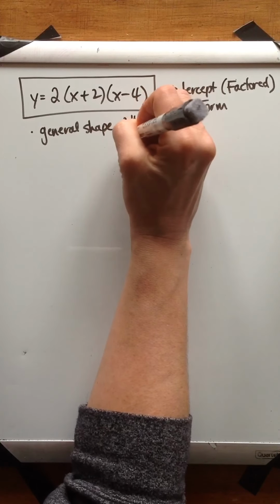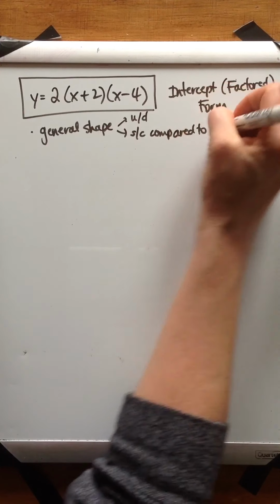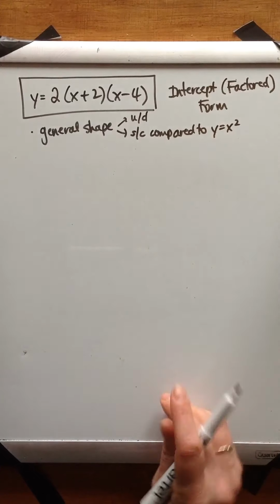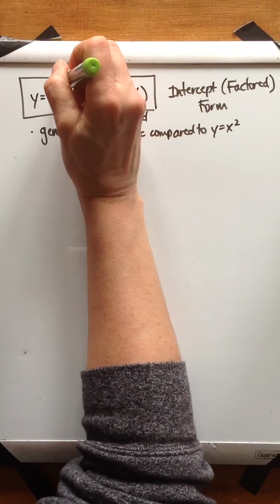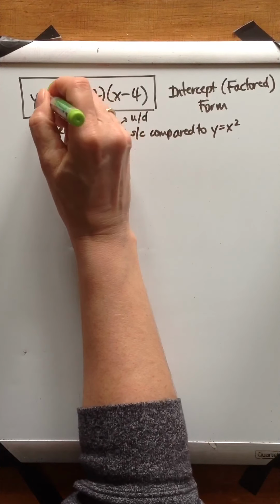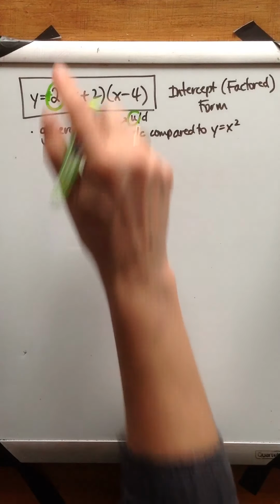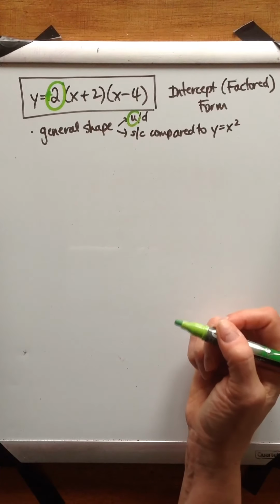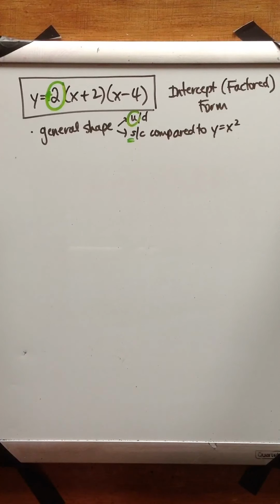And is it stretched or compressed compared to y equals x squared? We get that information, as I just said earlier, right here from the a value. Because it is positive, we know that this is an upward facing parabola. And because it has a value greater than 1, we know that it is stretched compared to y equals x squared. It has a stretch factor of 2.